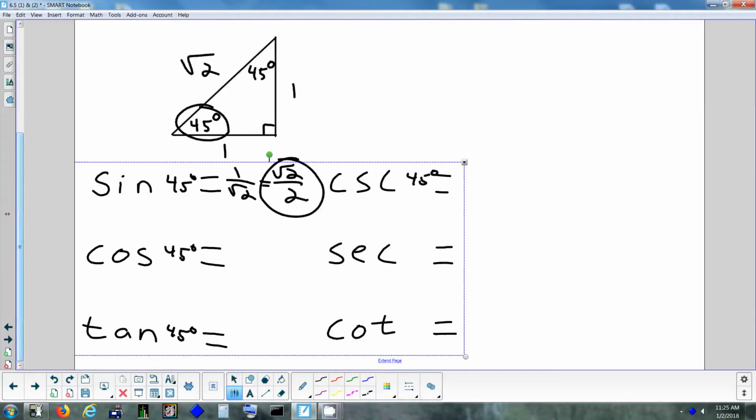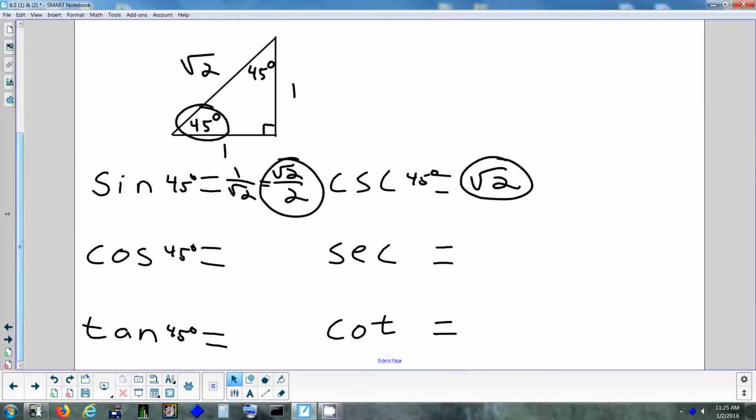Now, to find the cosecant, just take that and flip it. I would flip the first one because the square root would go to the top. Square root of 2. Okay. Any questions on the first 2?